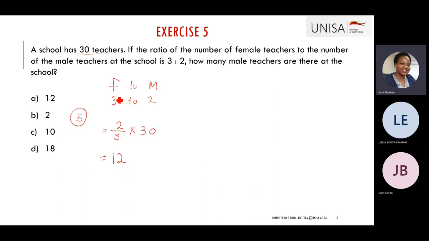There should be more females, because you can see if you say there are 18 males, then it will not be correct, because there are one more female than males in this school.